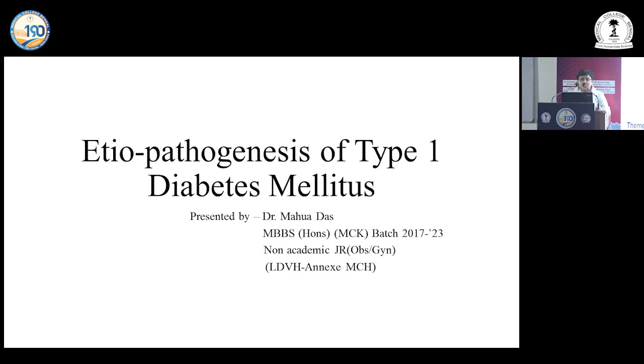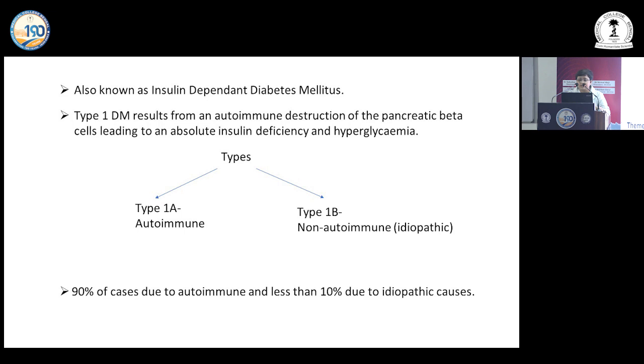I'll be presenting on the topic of etio-pathogenesis of type 1 diabetes mellitus. So type 1 diabetes mellitus, also known as insulin-dependent diabetes mellitus, results from an autoimmune destruction of the pancreatic beta cells, leading to an absolute insulin deficiency and in turn hyperglycemia.